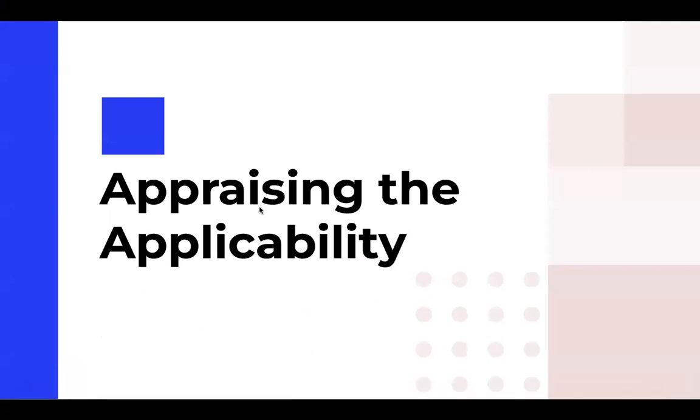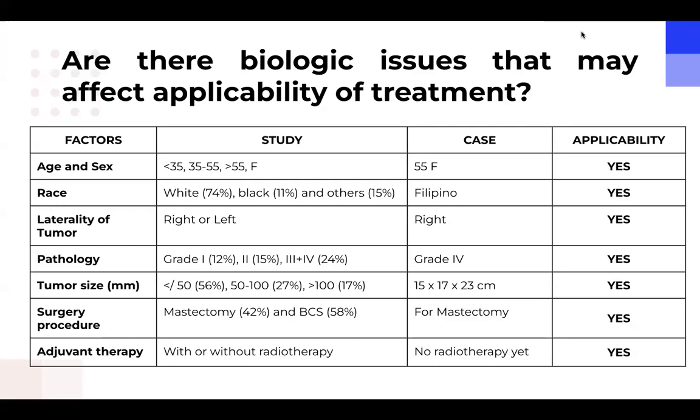So next is appraising the applicability. Our question is, are there biological issues that may affect the applicability of the treatment? In the study, the age and sex of the patients that were analyzed were females less than 35, 35 to 55, and greater than 55 years old. So our patient is a 52-year-old female, so it is applicable in our case.